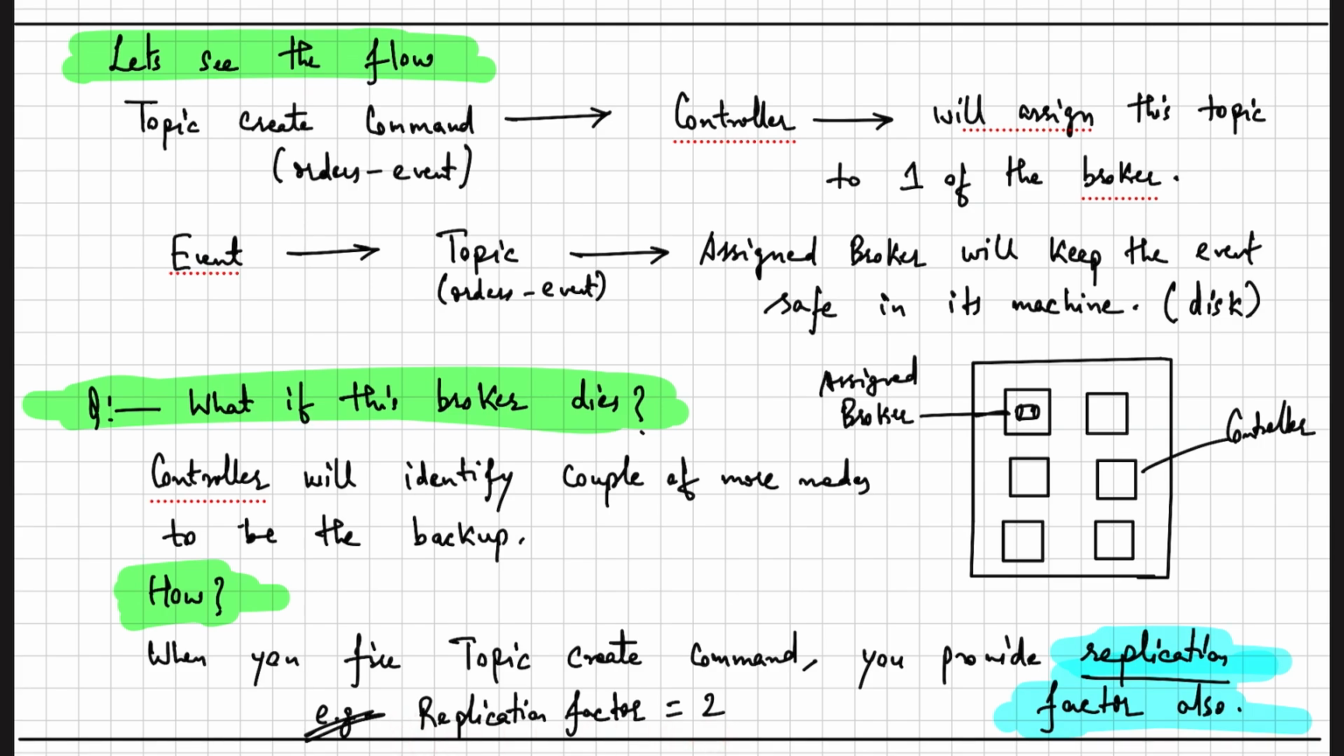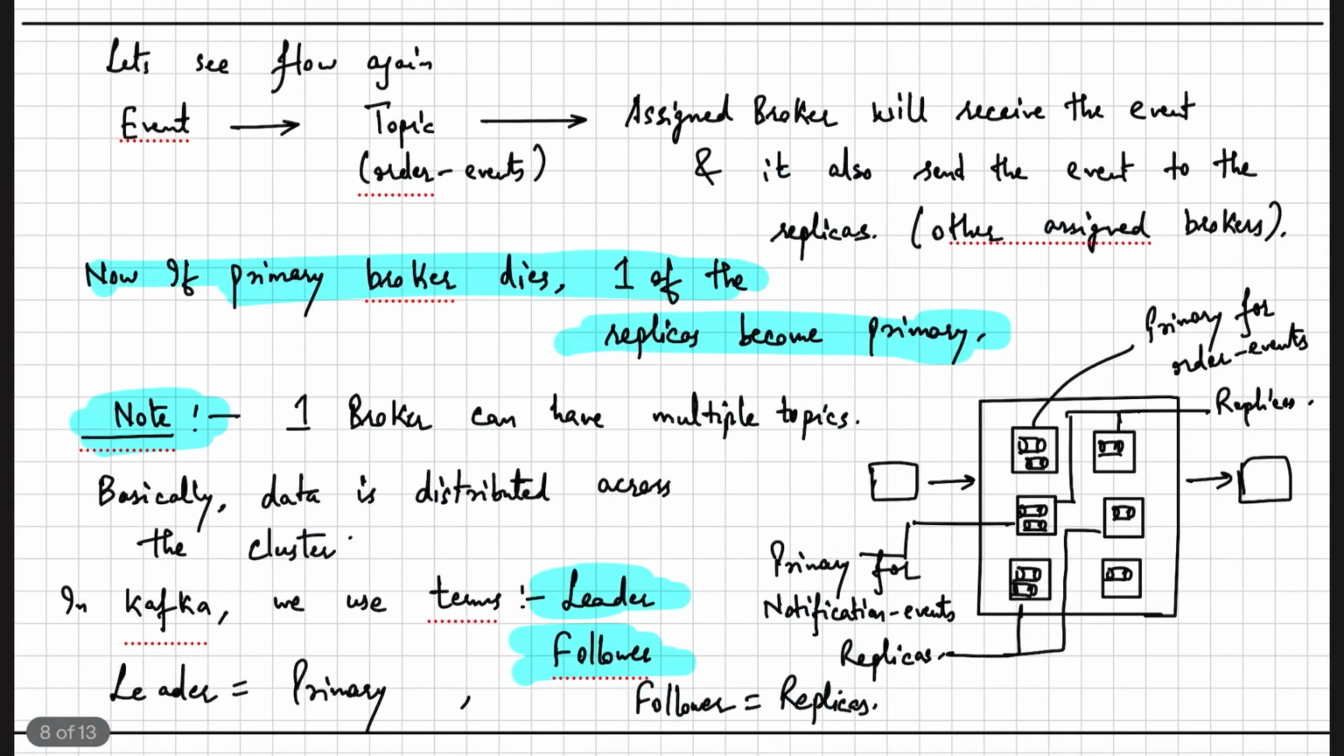So let's see the flow again. What would happen if we pass the replication factor 2? The event would be fired. Where would it be stored? It would be stored in the orders event topic, right? Now in this case, the assigned broker will receive the event, that we already discussed. Now this assigned broker will also send the event to the replicas, right? Which replicas? The two replicas which we have already mentioned in the create command.